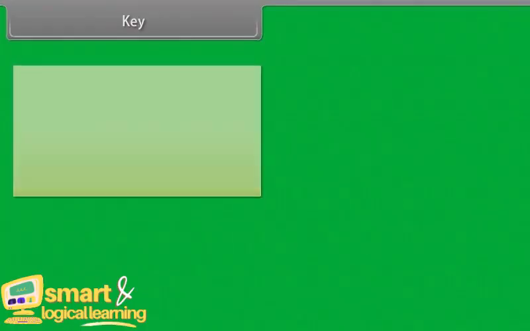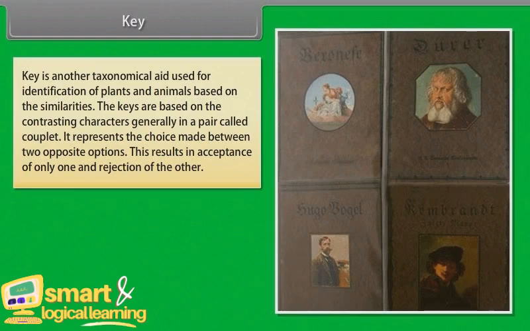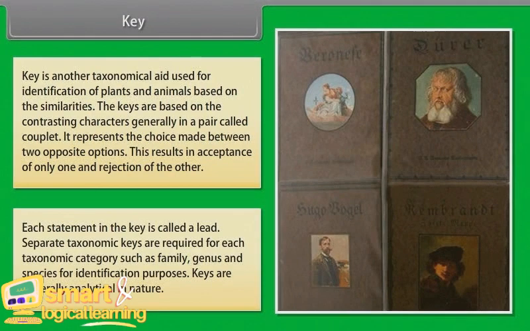Key: A key is another taxonomical aid used for identification of plants and animals based on similarities. The keys are based on the contrasting characters, generally in pairs called couplets. It represents the choice made between two opposite options. This results in acceptance of only one and rejection of the other. Each statement in the key is called a lead. Separate taxonomic keys are required for each taxonomic category, such as family, genus, and species, for identification purposes. Keys are generally analytical in nature.